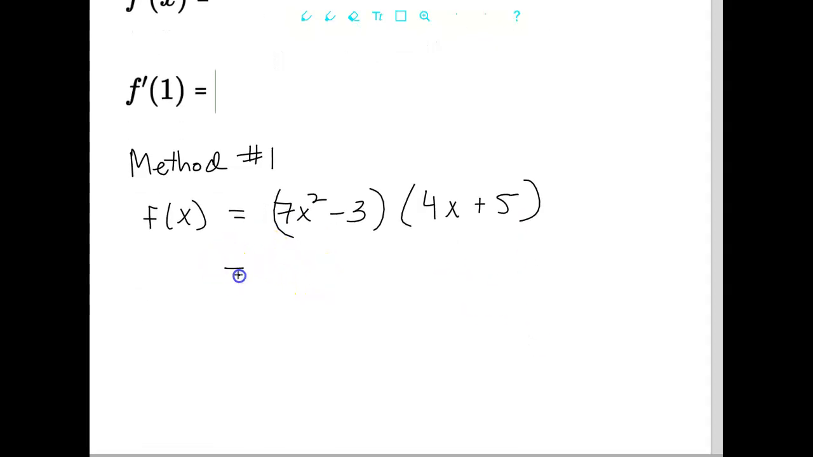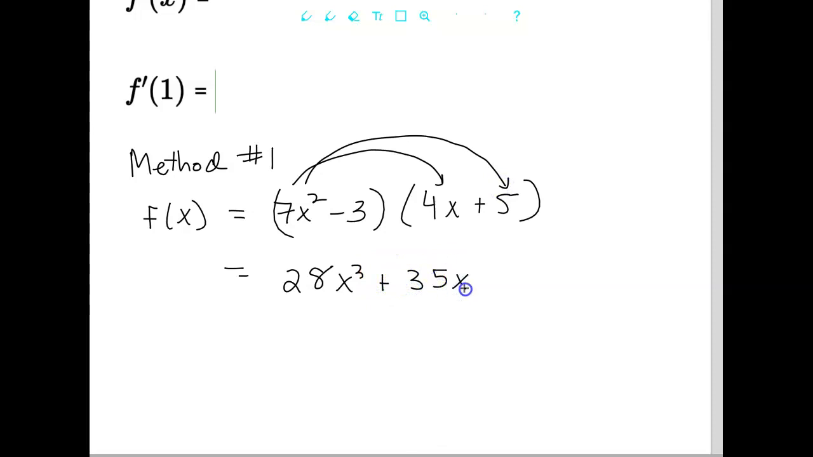And when you apply FOIL to this, or distribution, you should get 28x cubed. That's when I multiply 7x squared times 4x, and then 7x squared times 5 gives us plus 35x squared, minus 12x, and then finally minus 15, right?